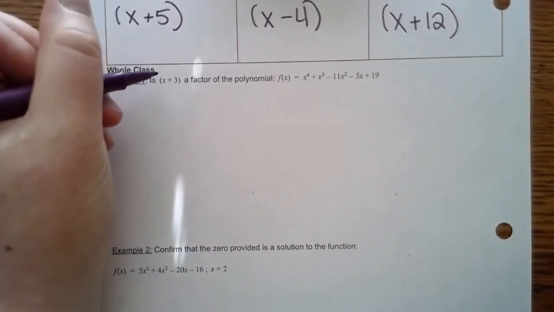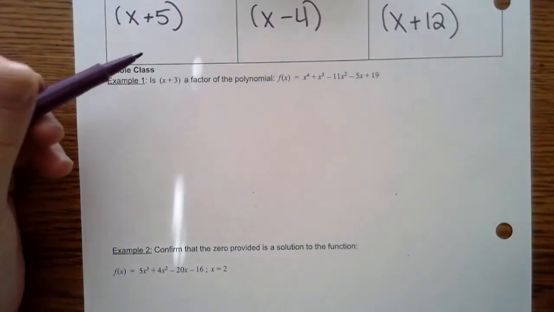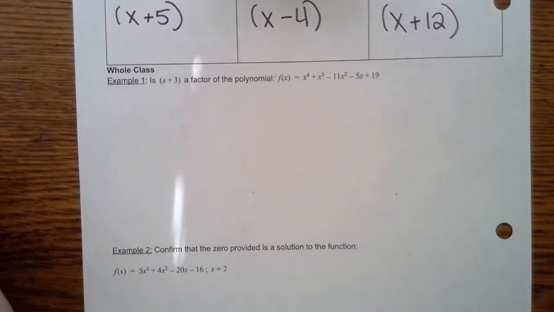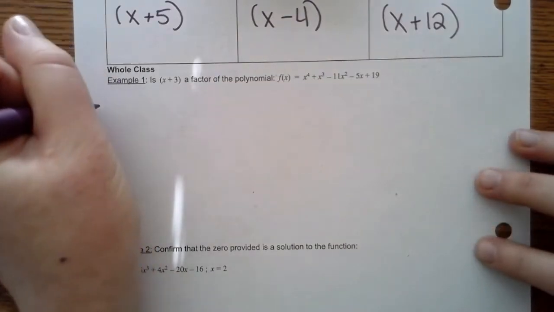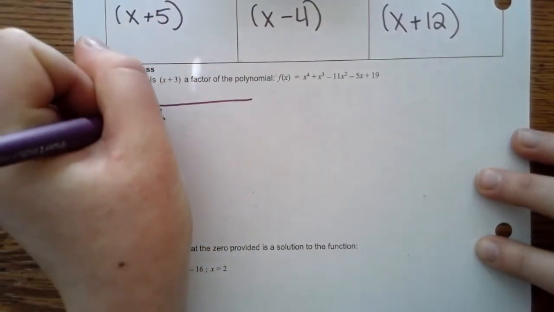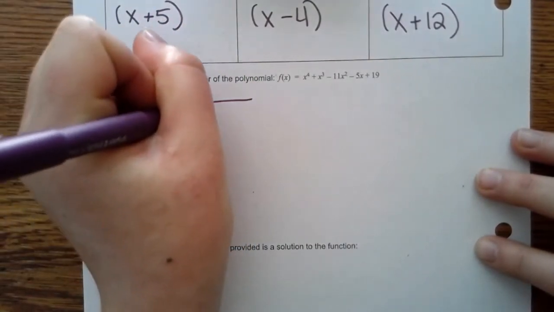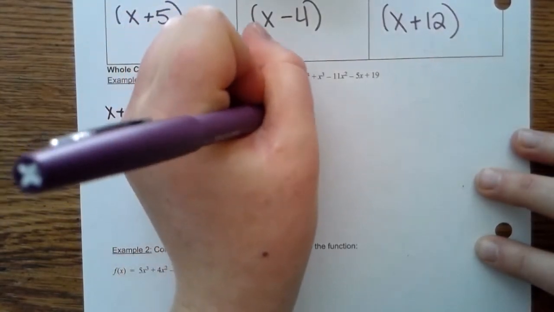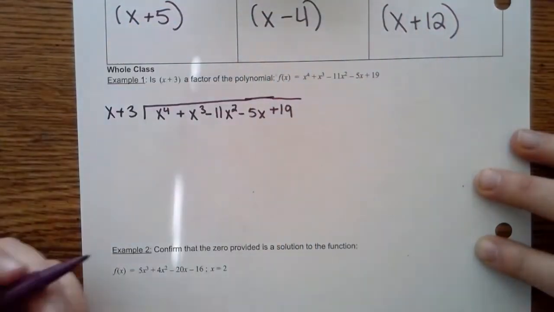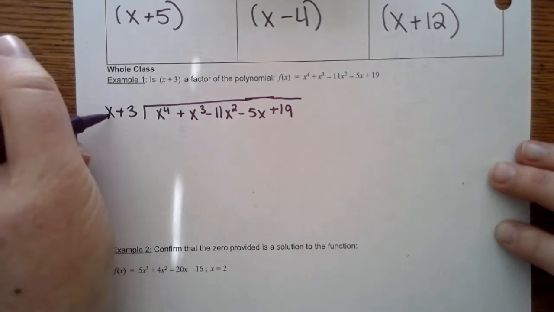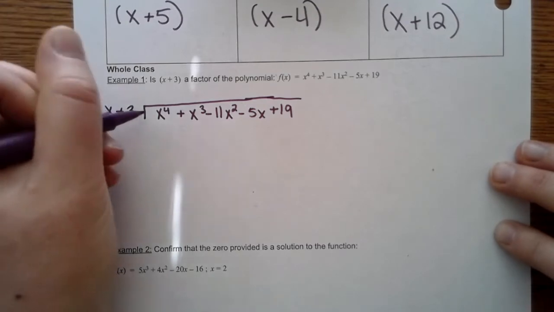Is x plus 3 a factor of this polynomial? I want to know if I can divide this into that. So here's how you set it up. You put the factor on the outside, and then you put everything else on the inside. Here is the process. I have x plus 3. What do I have to multiply x by to get x to the 4th?